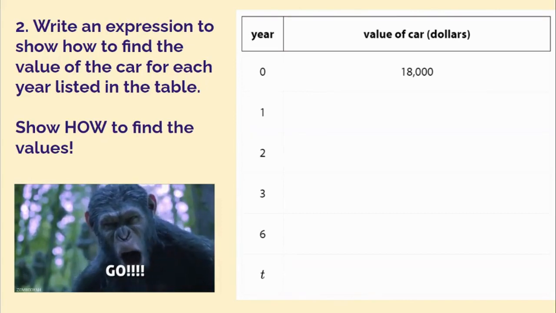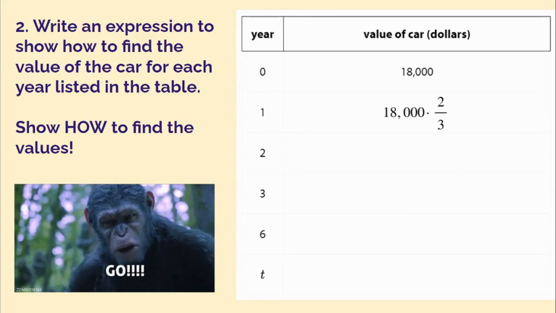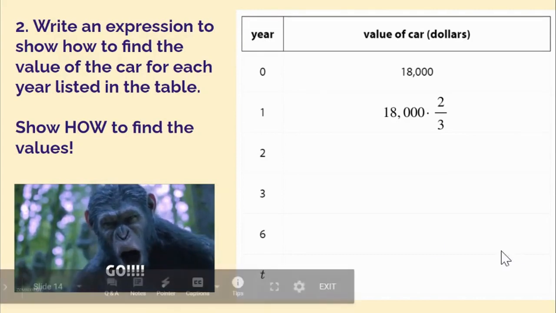Use the table in your student workbook to figure out how much the car is worth after 1 year, 2 years, 3 years, 6 years, and T years. I want you to show how you found the values. Okay, don't just write the values in the table. Show me how you found the values. For example, after 1 year, the car is going to be worth $18,000 times our growth rate, which is 2/3. So what would it be for 2, 3, 6, and T years? Go.